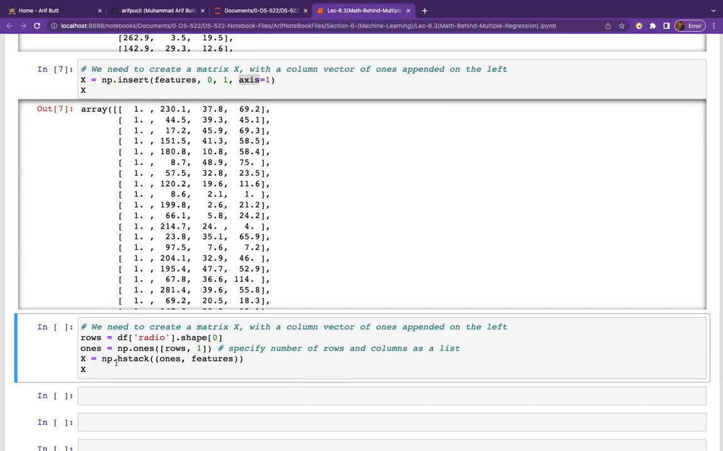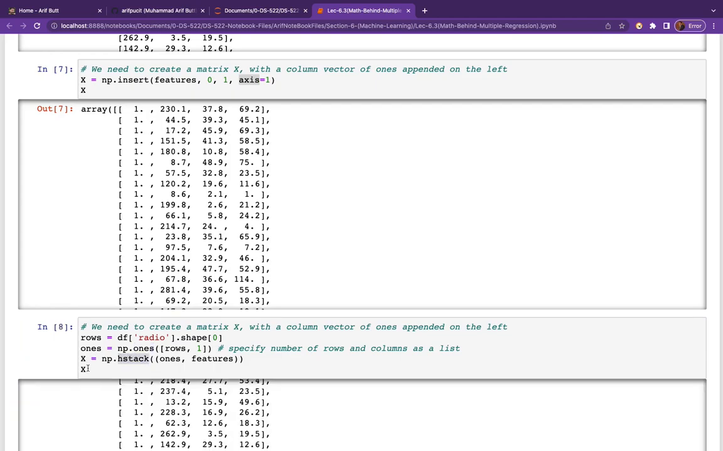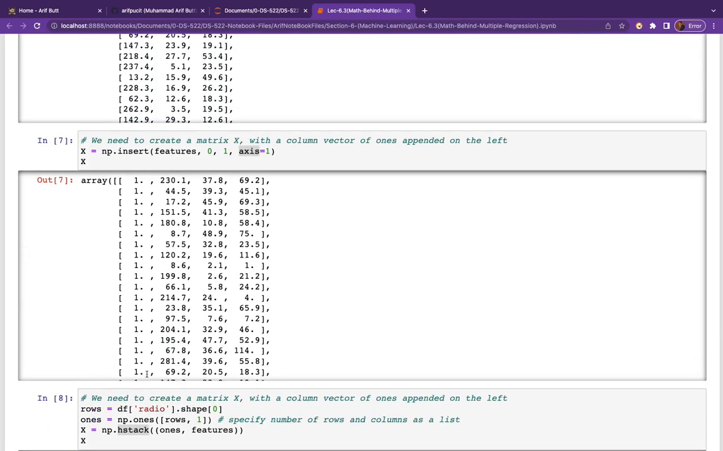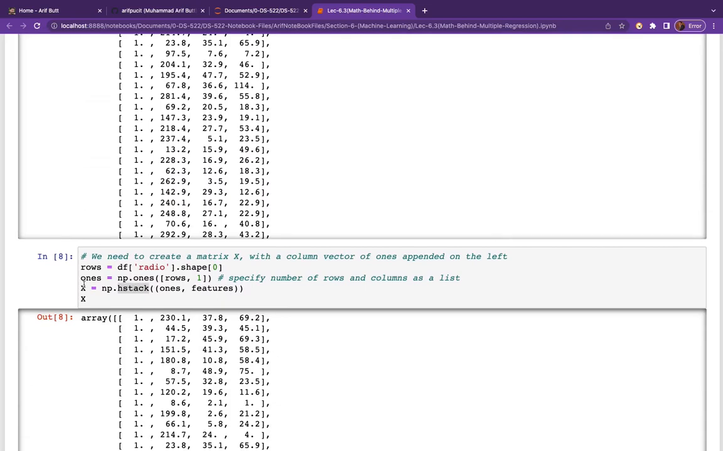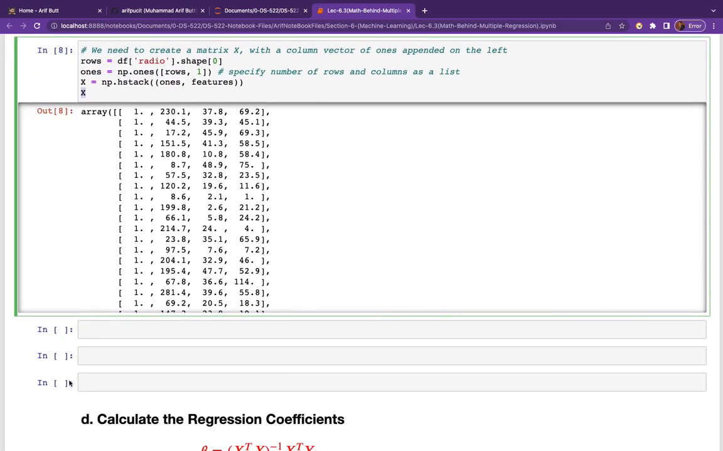Well, another way of creating matrix X from the feature matrix is you just create a matrix of ones using the np.ones method and then use the numpy hstack method. So this can also be used. This is also a piece of code that you might come across. Anyway, we have got the matrix X as well as the vector Y. Great.